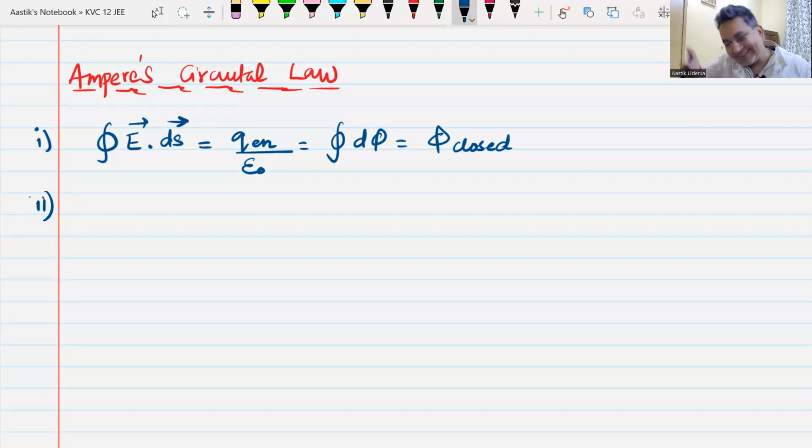comes the second thing. Then we had done this: integral of E dot dl over a closed loop. What was this equal to?